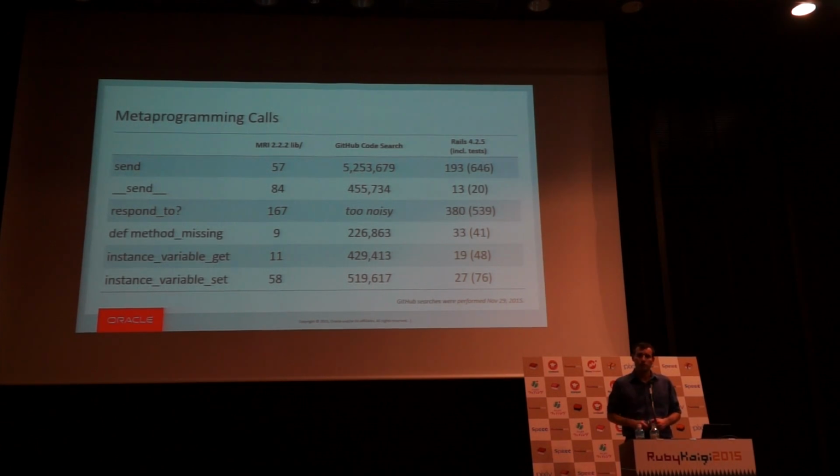I looked at the most recent stable version of Rails, and then I ran a GitHub code search. I can't show all the values for all the metaprogramming methods, so I took a sample here. And what we can see is MRI is fairly conservative in its usage of metaprogramming within standard lib. It does make rather heavy use of respond to, but for the most part, it doesn't make that many metaprogramming calls. Rails amps it up a little bit, and then the GitHub code search shows that Rubyists across a wide variety of projects like using metaprogramming calls.